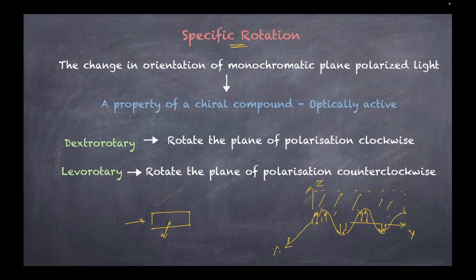Why a chiral compound shows this property, I will not go into the detail; if you want to know, just let me know. This specific rotation or optical rotation is a property of chiral compounds, which is why we call a chiral compound optically active. This rotation can be of 2 types: dextrorotatory and levorotatory. Dextrorotatory means the chiral compound rotates the plane of polarization clockwise, and levorotatory means it rotates it counterclockwise. One we consider plus and the other minus.